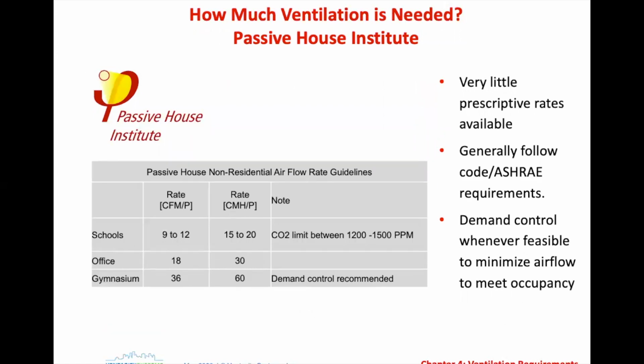When we talk about passive house, for the most part, passive house is going to be pretty close. These are just some examples of small disparities between passive house and ASHRAE 62.1. So you're looking at the CFM rate for schools, 9 to 12 CFM, and CO2 limited to 1,500 parts per million. An office is 18 CFM per person. That's higher than what you would typically find with ASHRAE 62.1. Gymnasium at 36 CFM per person is higher.